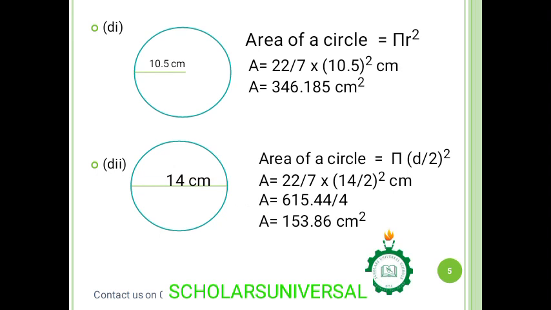So the first one, 10.5 centimeter, was given as what? As the radius. So we only substitute in our value into pi r square, and that gives us 346.185 centimeter square. So the second part of the circle, the diameter, you can see that the line touches both ends of what? Both edges of the circumference, and that is what? The diameter. It runs through the center. So we have 22/7 times 14/2 all squared centimeter. So that gives us 615.44 divided by 4, and that is 153.86 centimeter square.